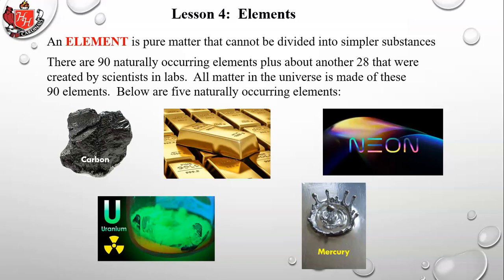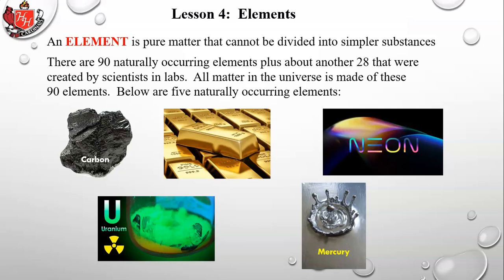Neon is a gas in its natural form. It's what's called a noble gas, and we'll talk about why noble gases are unique. Uranium is the largest natural substance that we know of that can actually exist without falling apart. Now, it is radioactive, which means it throws off little pieces of itself, but it can still exist. And mercury, as I said, is liquid at room temperature, and it's very dense.